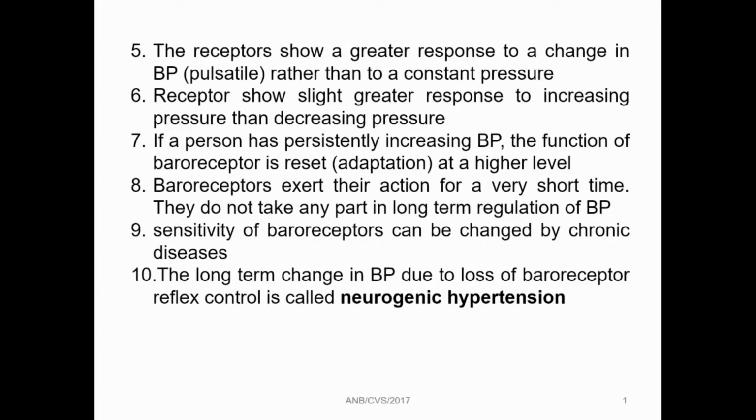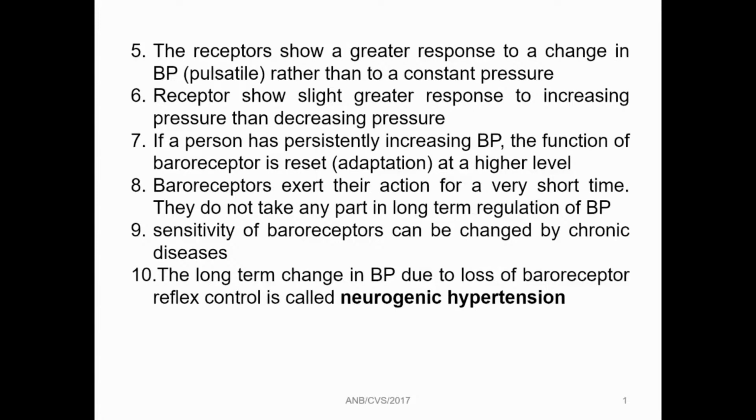If a person has a persistently increasing blood pressure, the function of the baroreceptor is reset at a higher level. And this is the very important property of the baroreceptor. We call it the adaptability of the baroreceptor. Suppose you come across any patient, you will find that he is suffering persistently from higher blood pressure.